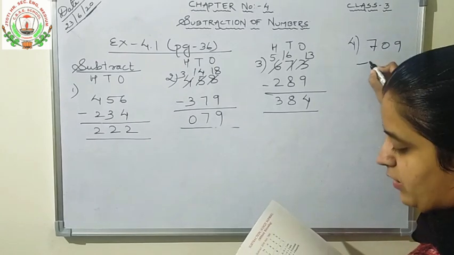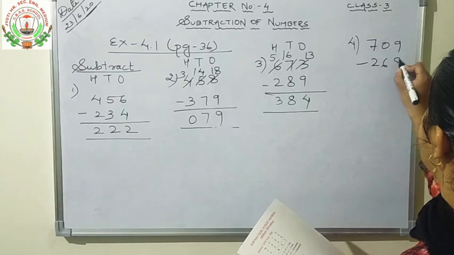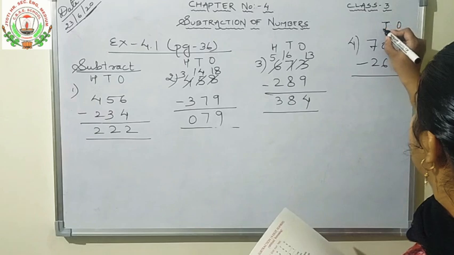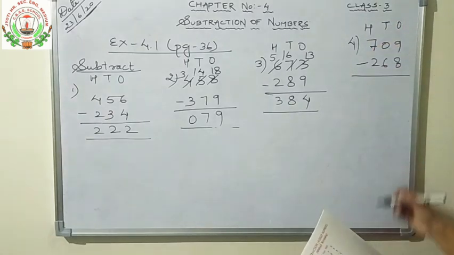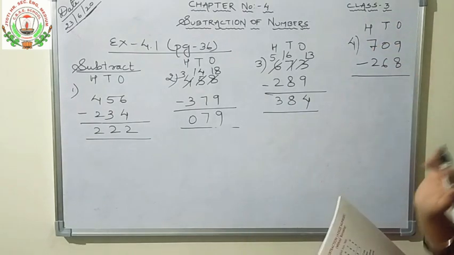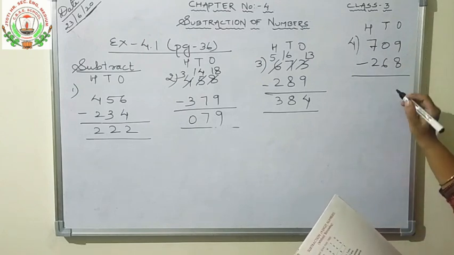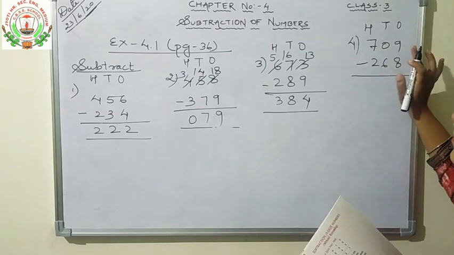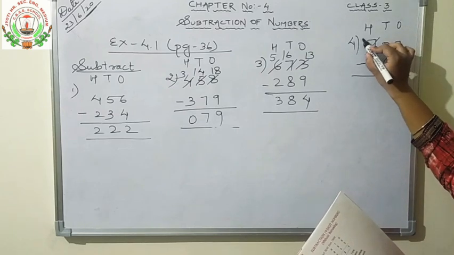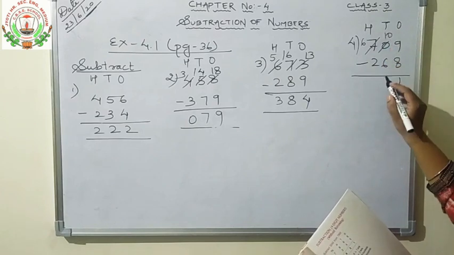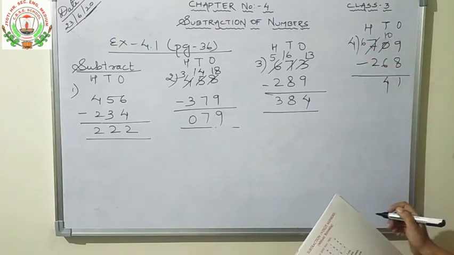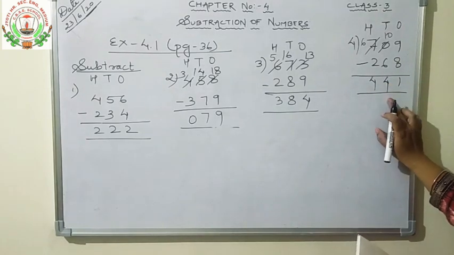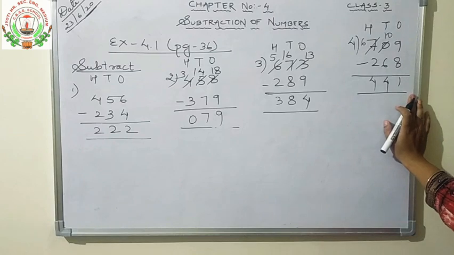Now question number 4 is 709 minus 268. First we will write the place value of the digits: ones, tens, hundreds. In the ones place 9 is there and here 8 is there. So 9 minus 8 is 1. Here it is 0. We can't subtract 6 from 0, so we will take a carry from here. It will become 6 and this will become 10. 10 minus 6 is 4. 6 minus 2 will be 4. So our answer is 441.